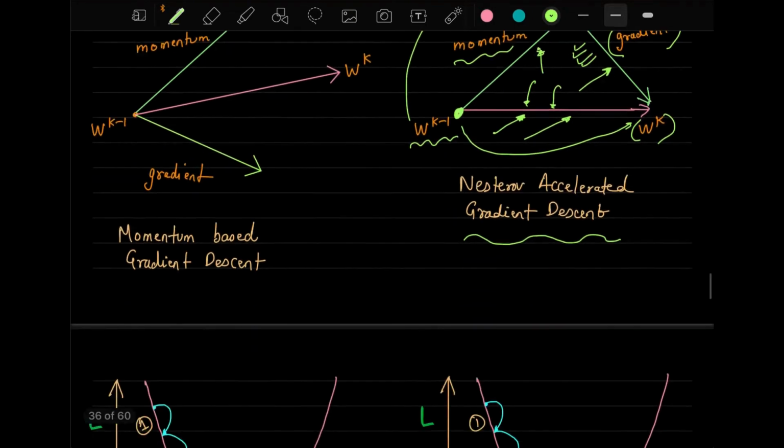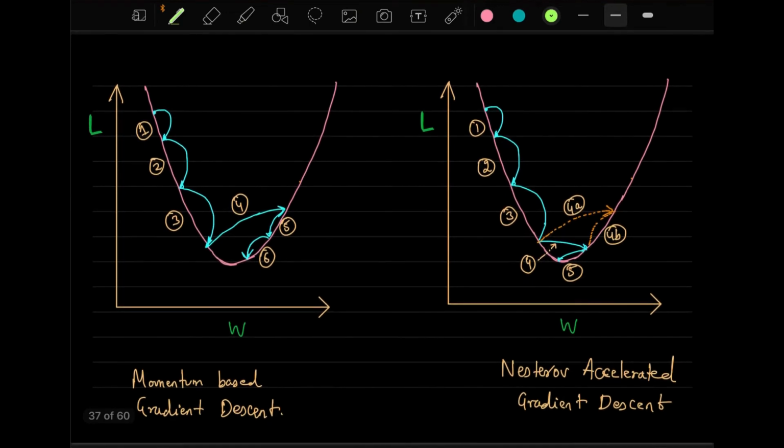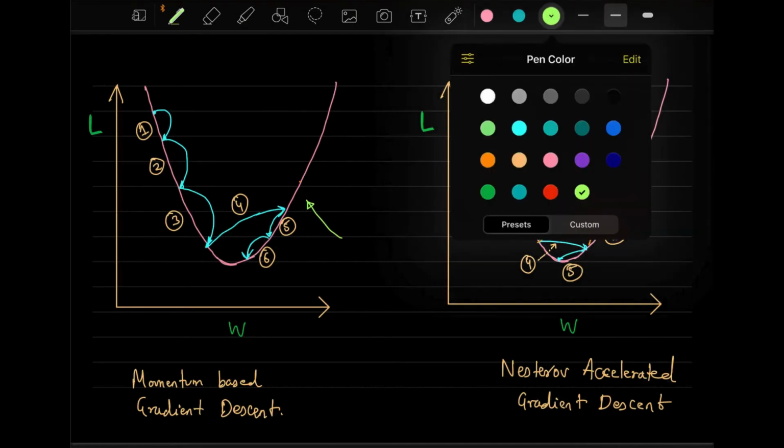And now if you want to see the same curve here, it will be something like this. This situation I have already explained. But in this situation, the Nesterov accelerated gradient descent, what happens is that at this point, let me switch the colors here.